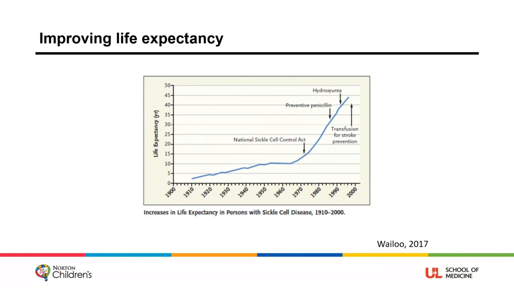This graph shows the increased life expectancy in patients of sickle cell disease. As you can see, since the mid-80s, 90s, the life expectancy has increased dramatically, mainly with the use of hydroxyurea, as well as prophylactic antibiotics and national screening for sickle cell disease. However, the overall life expectancy for patients with sickle cell disease is still about 20 to 30 years behind the general population.